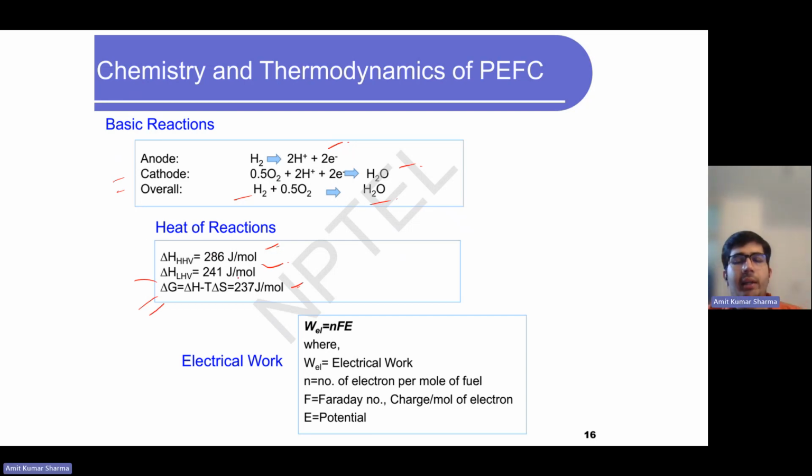The electrical work is W_el = nFE, where W_el is electrical work, n is the number of electrons per mole of fuel. You can see here 2 electrons participate in this reaction. F is Faraday's constant, the charge per mole of electrons. E is potential. From this you can find out the work or potential.